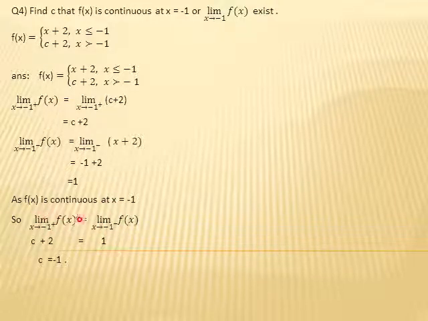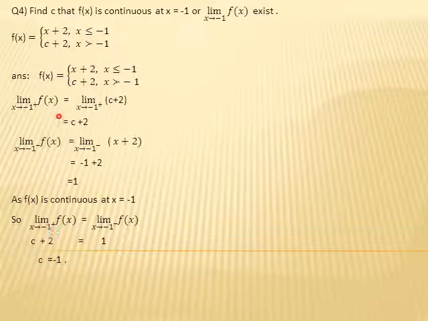What is the right hand limit? Right hand limit is c plus 2 and left hand limit is 1, and this is the whole theorem: f of x is continuous at x is equal to minus 1. Then the theorem is that the right hand limit and left hand limit should be equal to each other.